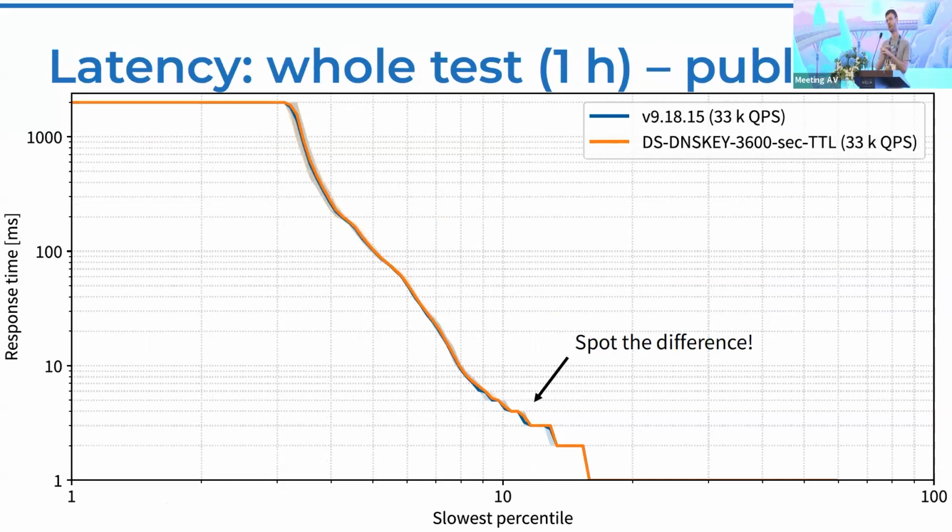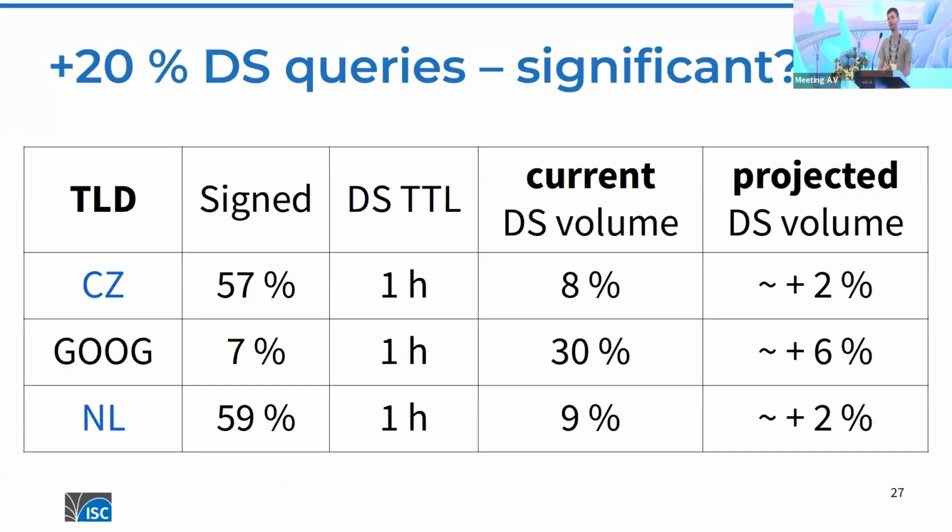I had to really zoom in on the chart to actually see any difference between the version of the resolver with the TTL cap and without the TTL cap. So from the latency perspective, nothing changes no matter what data we try. The only effect which is left is some increase on the TLD level for the DS queries. In our experiments, it was approximately a 20% increase.